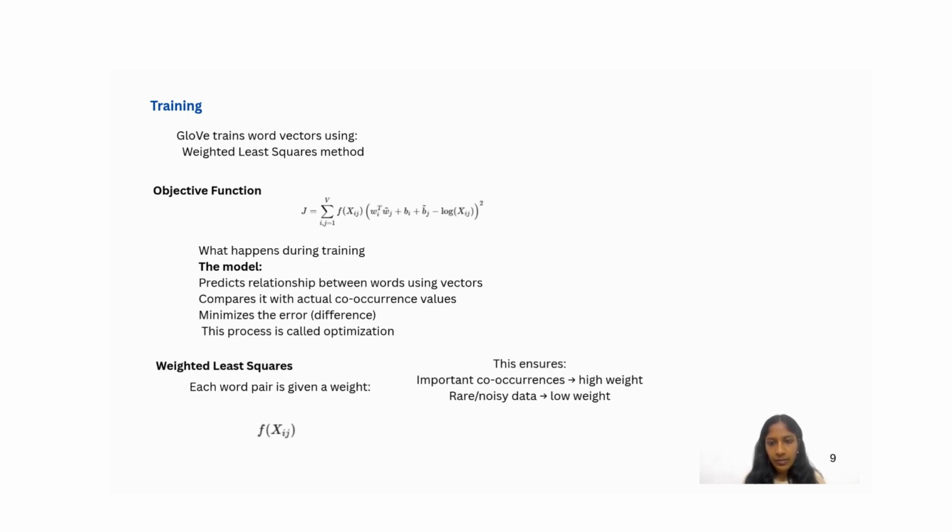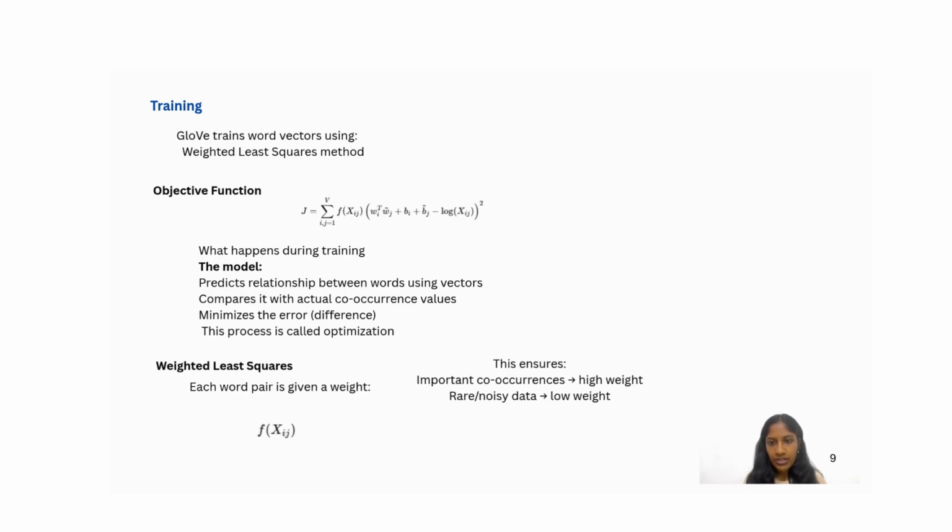Now comes the learning step. The model updates the word vectors in such a way that this error is reduced. Importantly, each word pair contributes differently to this update, depending on its weight from the weighting function. So more reliable and meaningful co-occurrences have a stronger influence, while less reliable ones have smaller impact.